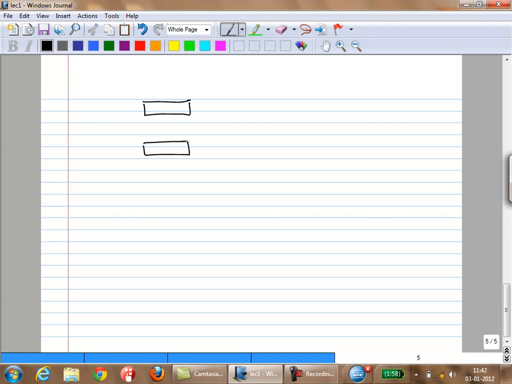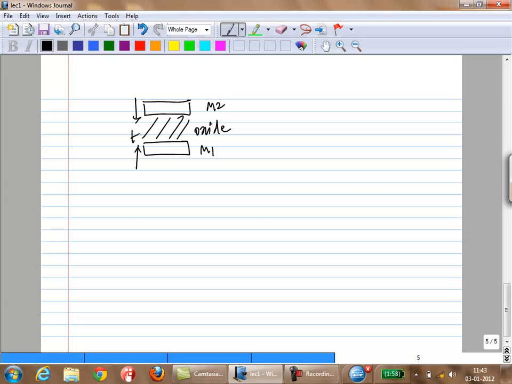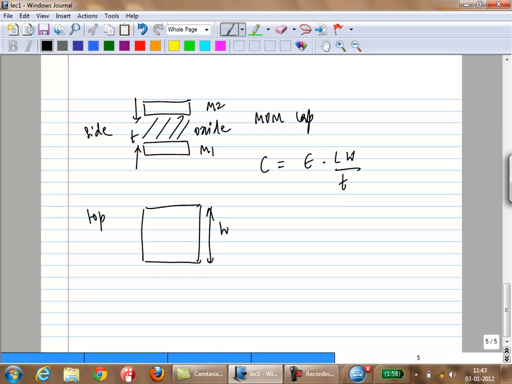So let's say you take two pieces of metal, this is M1, M2, and you have oxide here, and let's say the distance between these is again T. This is often called a MOM cap, a metal oxide metal cap. Okay, so this is of course your side view. Look at the top view, you'll only see M2. M1 is right below it. So you create a certain width and length. Your capacitance will be epsilon times WL over T. Correct?